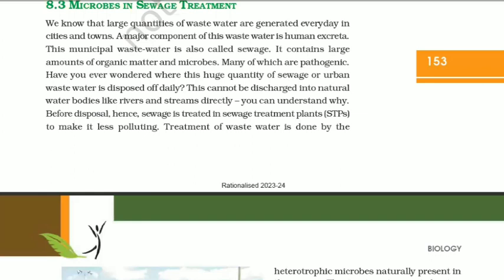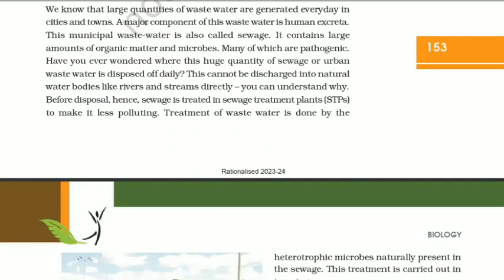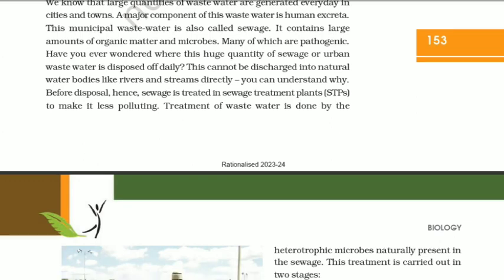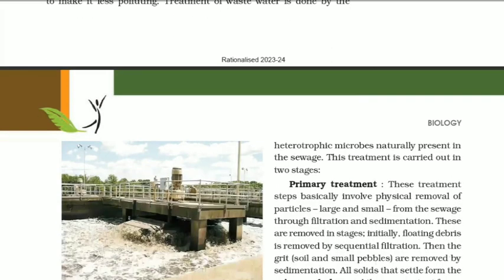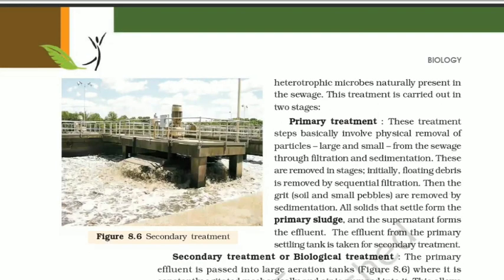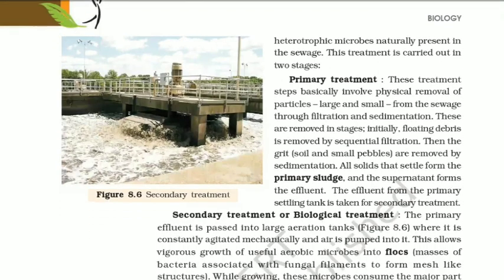Have you ever wondered where this huge quantity of sewage or urban wastewater is disposed of daily? This cannot be discharged into natural water bodies like rivers and streams directly. You can understand why. Hence, before disposal, sewage is treated in sewage treatment plants to make it less polluting. Treatment of wastewater is done by the heterotrophic microbes naturally present in the sewage. This treatment is carried out in two stages.